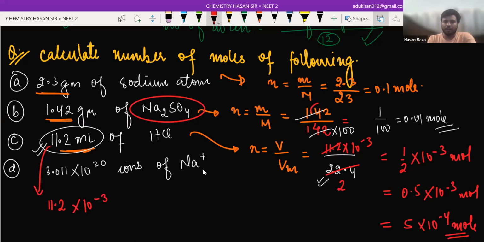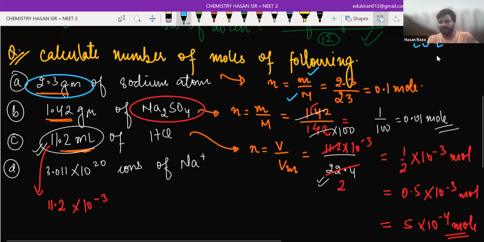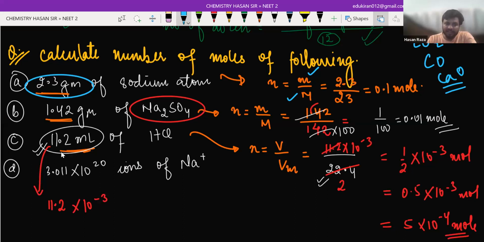Just listen to me carefully and then ask your question again if you haven't got it. If mass is given, then you apply given mass upon molar mass, and molar mass changes according to the compound. Like CO2 will have a different molar mass than CO or CaO. And if volume is given, then you apply given volume upon molar volume, and this molar volume is fixed, 22.4 liter or 22.7 liter, you can take it. Okay, sir, got it. Thank you. Okay, please do question number D.